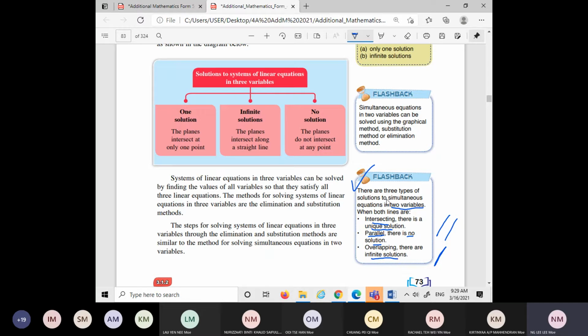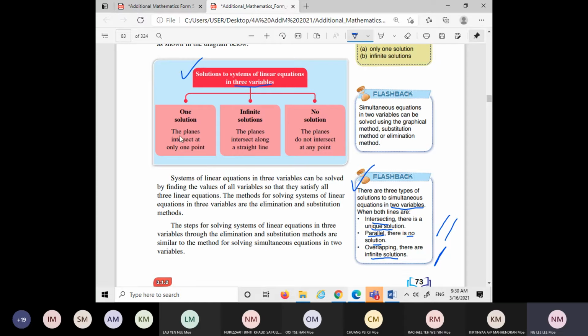So for three variables, the same thing. Solution to a system of linear equations in three variables: one solution, infinite solutions, and no solution. Same as for two variables, there are three types of solutions. It can be one solution, no solution, and infinite solutions. So we will see what kind of case you will have for these three types of different solutions.